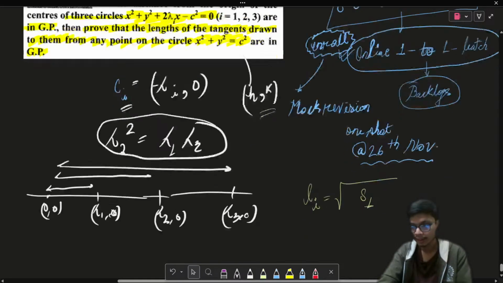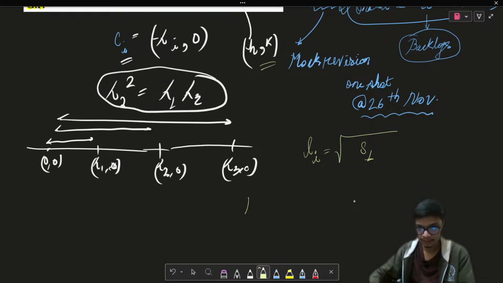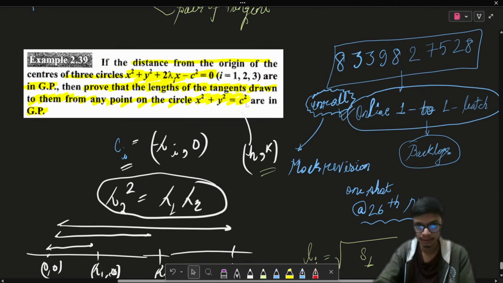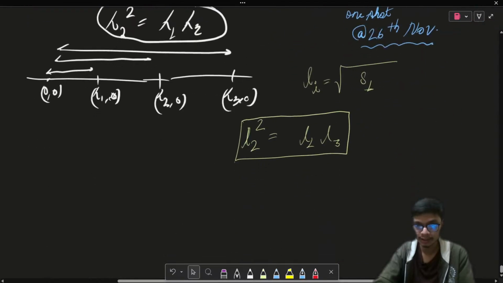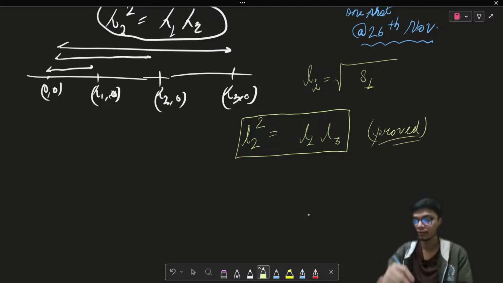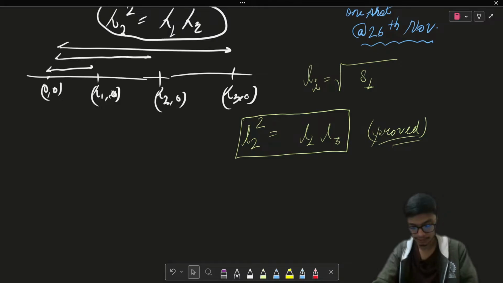If you find them, you will see that l2 square also comes out equal to l1 into l3. So by this you can prove that the length of the tangent from any point on this circle x square plus y square equals c squared is definitely in GP for this particular circle over here. So I hope this question is clear and you must have easily proved it. Please try to do it properly and then let me know whatever proof you got.